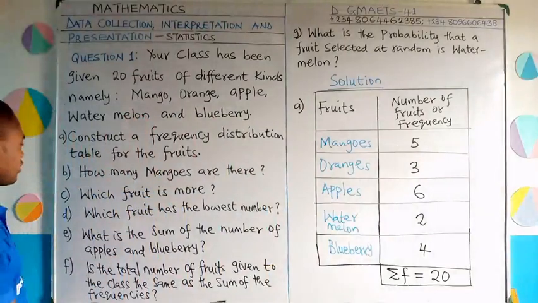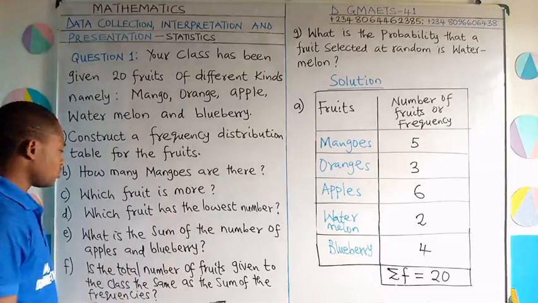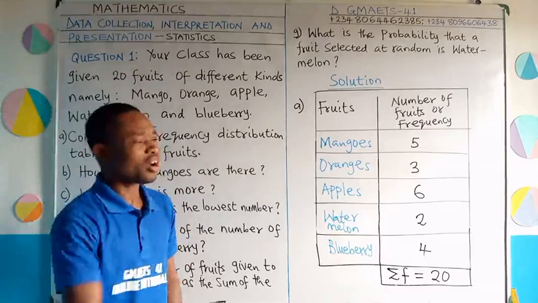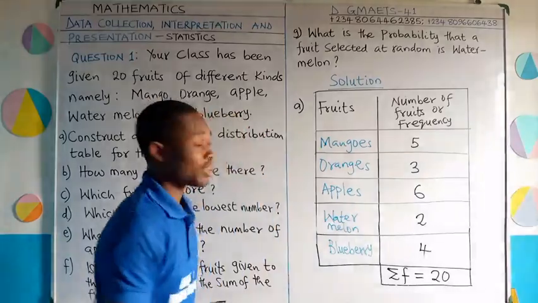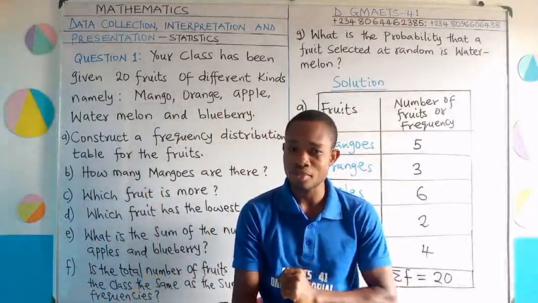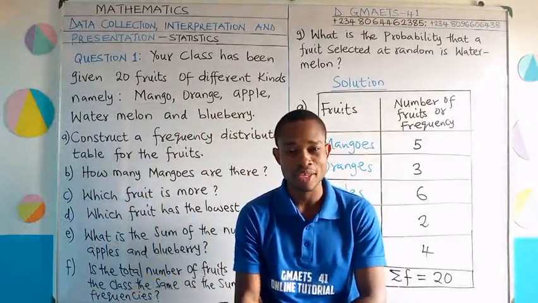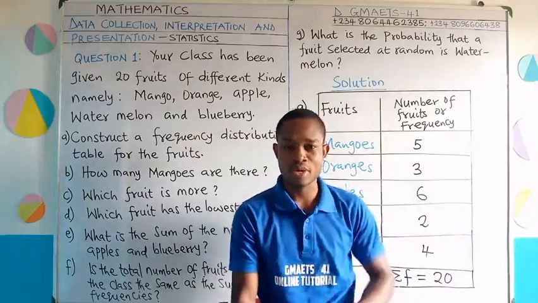Alright, how many mangoes are there? We'll find out. Which fruit is more? Which fruit has the lowest number? All of this information is there in my table. Alright, so let us quickly answer them. Now that we've been able to do the greater part of this job that Mr. So and so gave to me, we are now going to interpret what we presented in the table.